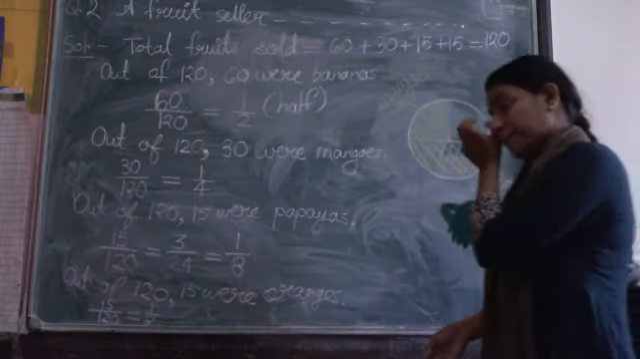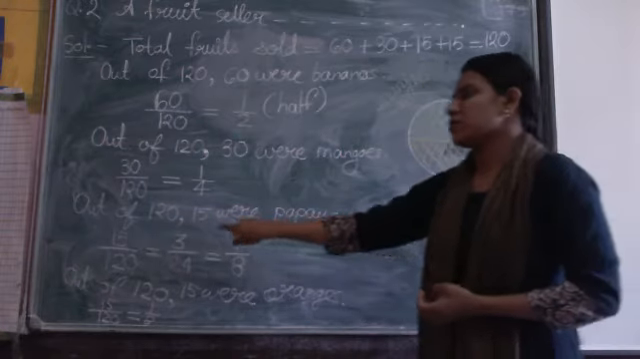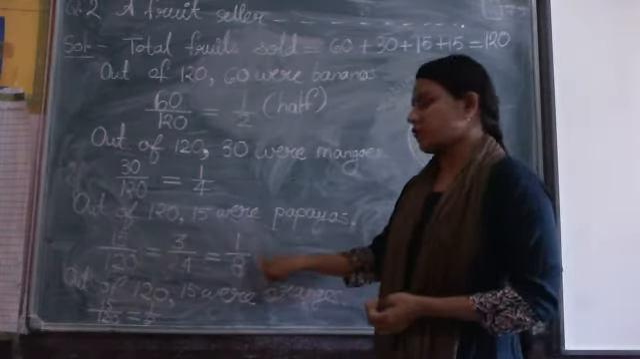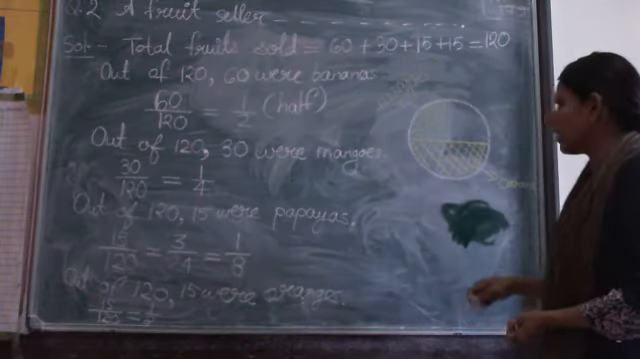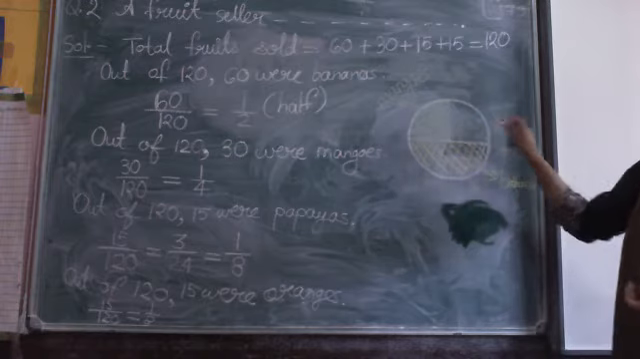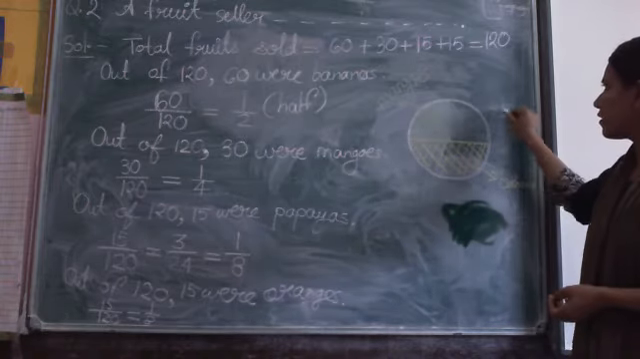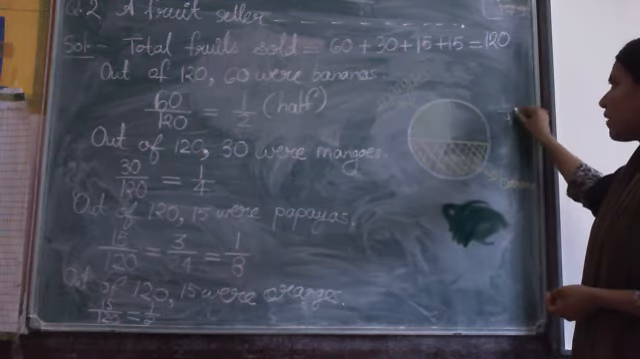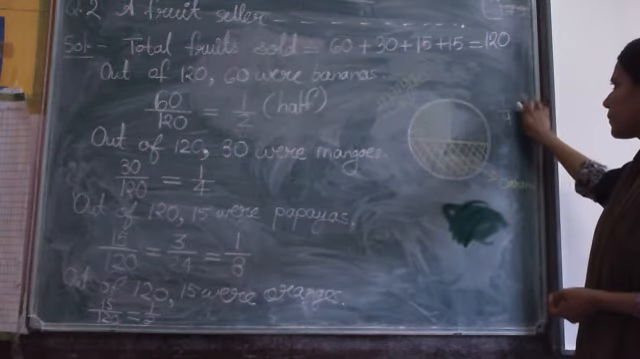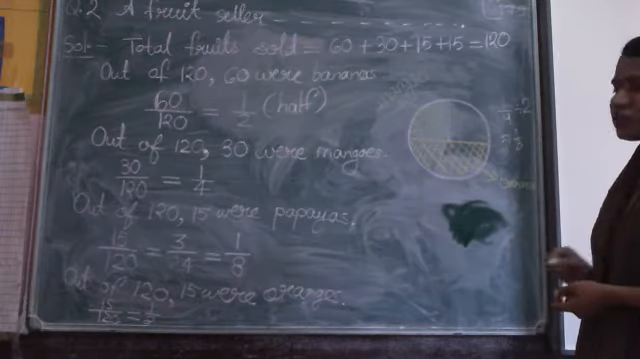Now, out of 120, 15 were papayas. So, 15 upon 120 is equal to 1/8, and 1/8 we can represent with this part. This unshaded part is 1/4. If I divide 1/4 by 2, it will be equal to 1/8.